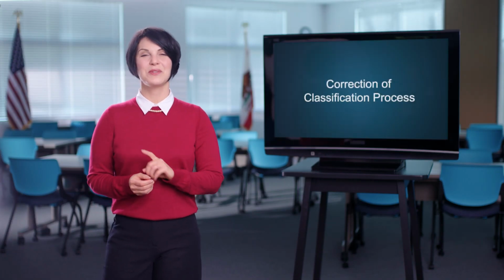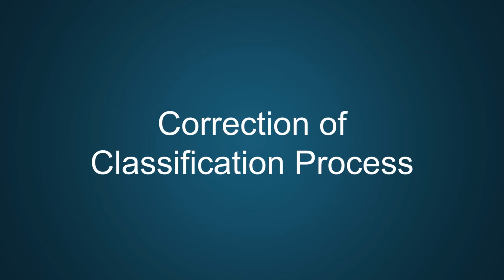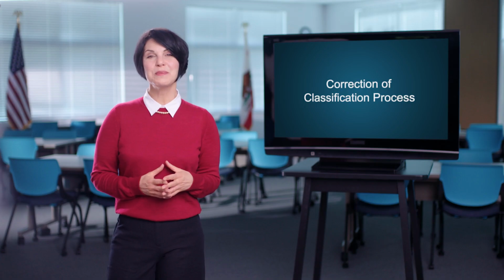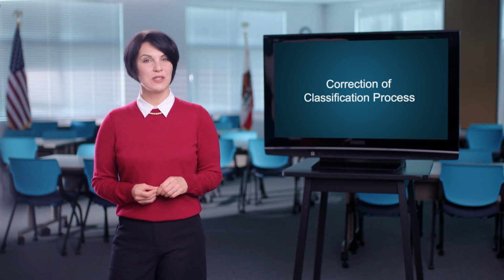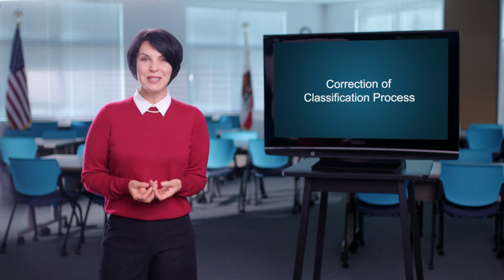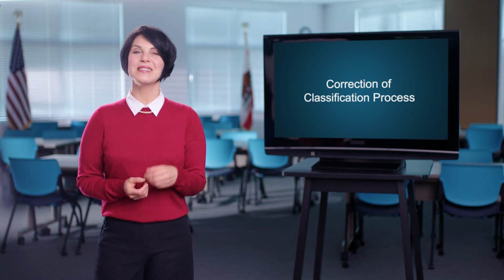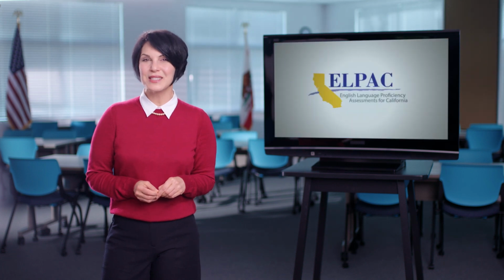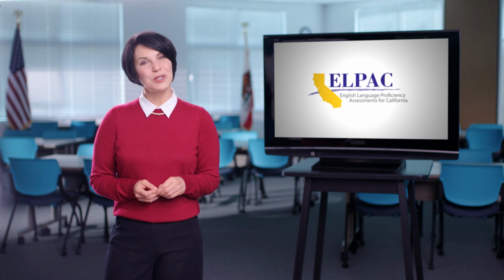If you disagree with your child's designation as an English learner, there is a correction of classification process option for parents within the ELPAC regulations. You may submit a request to your child's school to have them review your child's English language proficiency classification status. You must make your request before the summative ELPAC is administered to your child in the spring. After receiving your request and reviewing your child's English performance in the classroom, the district will determine whether the English learner classification will change and inform you of the decision in writing within 14 days.